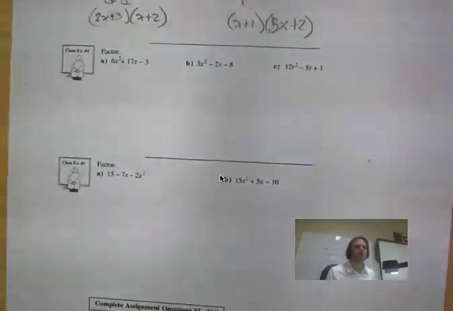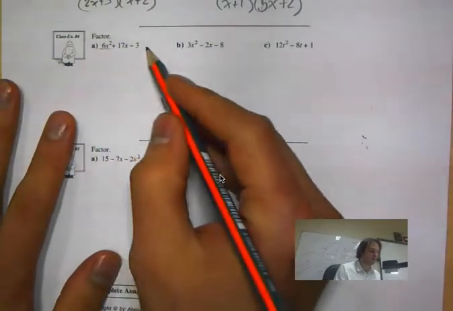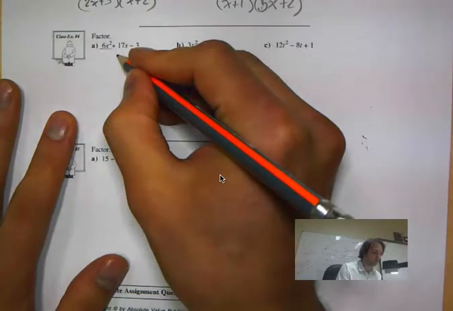Okay, let's try this next one here. Basically, once again, we have to multiply those. So I'm going to do my box method.